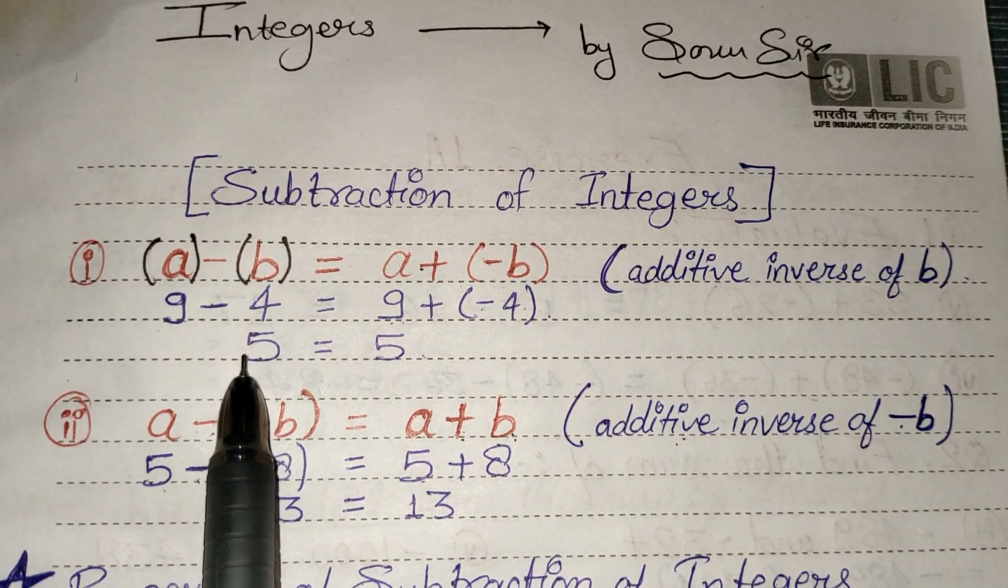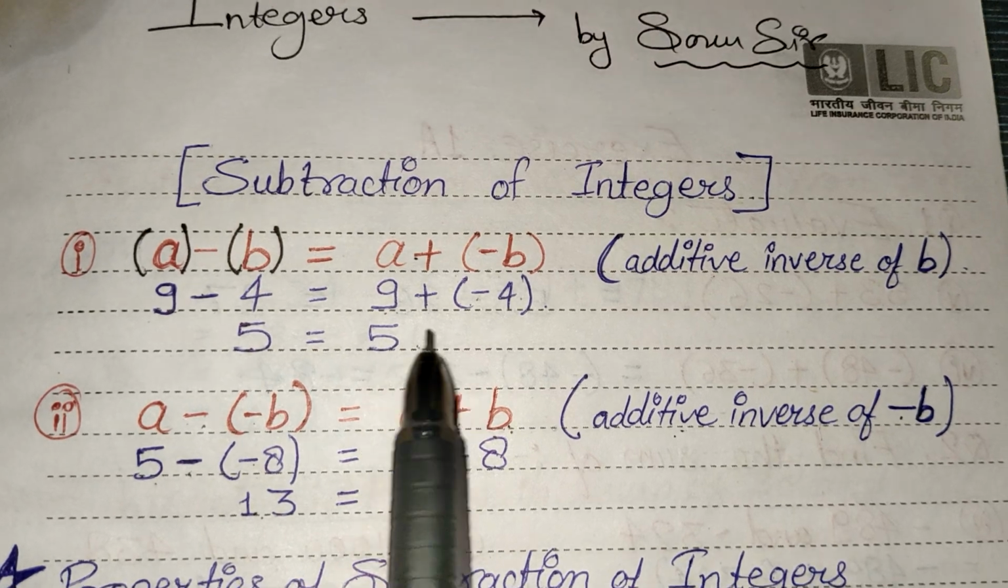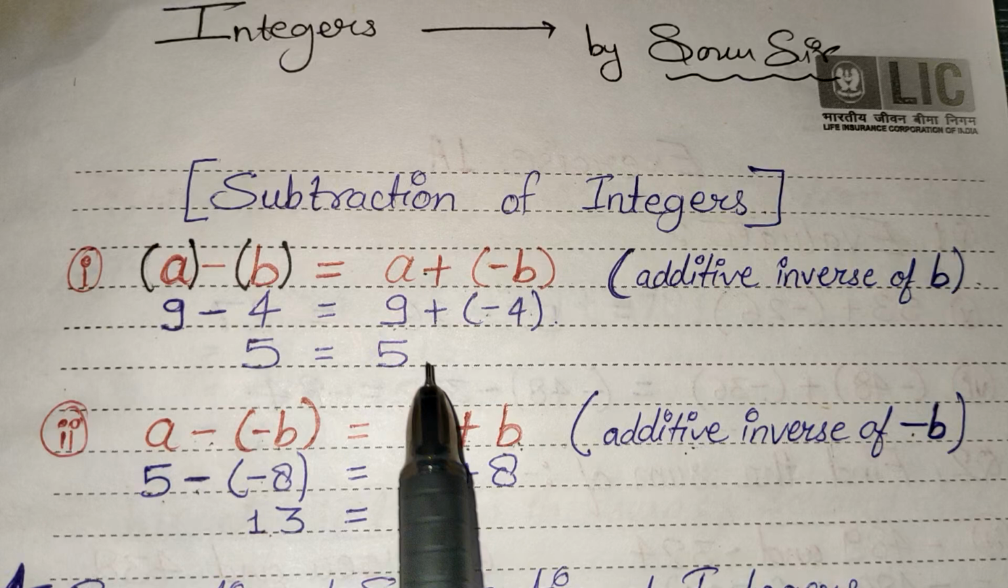9 minus 4 we have 5. Now 9 plus, in the bracket, minus 4 we have 5, because plus minus we have to do minus.